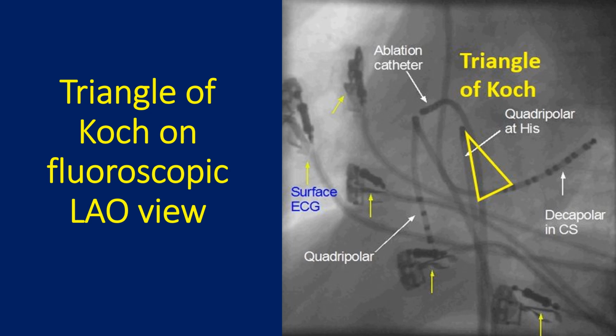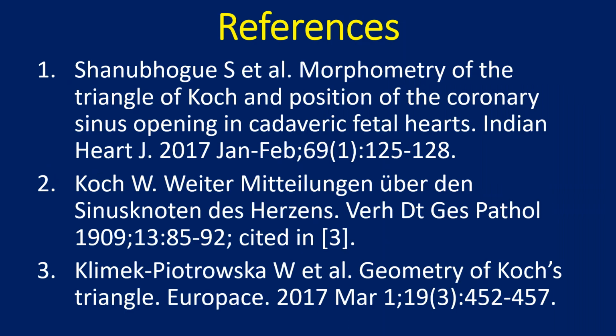Tip of the ablation catheter is seen well away from the tip of the His bundle catheter to avoid ablation in the region of the compact AV node while ablating for supraventricular tachycardia. In case you need ablation of the AV node in case of atrial fibrillation with drug refractory fast ventricular rate, tip of the His bundle catheter will guide the AV nodal location.